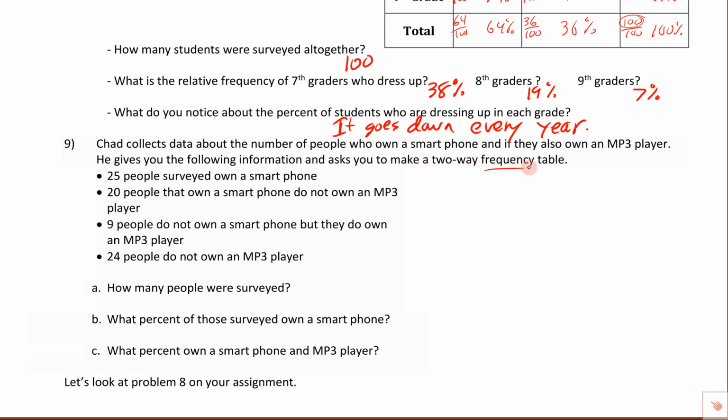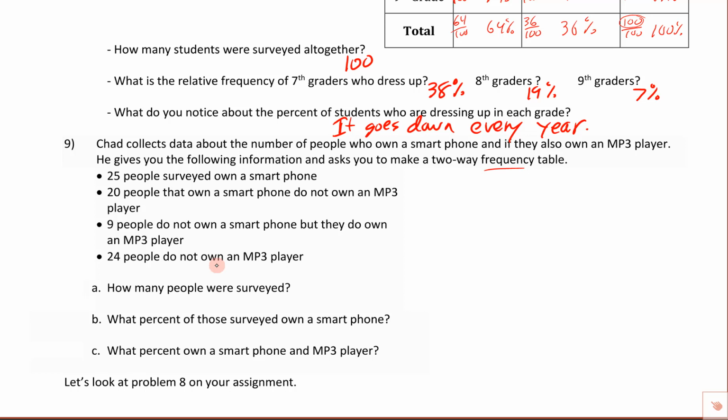So frequency table here. 25 people surveyed own a smartphone. 20 people that own a smartphone do not own an MP3 player. 9 people do not own a smartphone, but they do own an MP3 player. 24 people do not own an MP3 player. Okay, there is a ton of information there. This is the first one where we have to take all of that information and construct the frequency table.